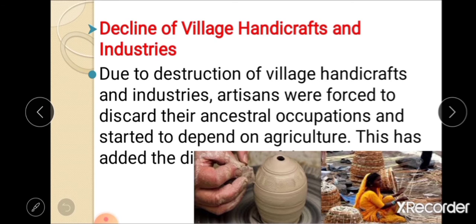As we see, there is a reduction in village handicrafts and village industries. So these village artisans depend on agriculture for their livelihood. So this decline in village handicrafts and industries finally resulted in fragmentation and subdivision of land holding.